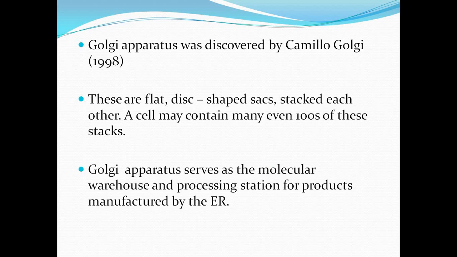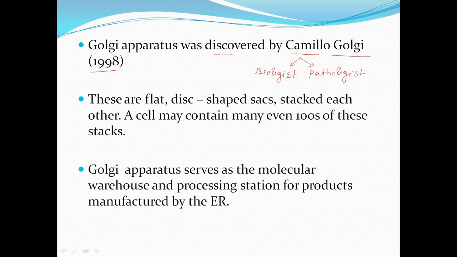First, who discovered the Golgi apparatus? It was discovered by Camillo Golgi. The name of the scientist is Camillo Golgi. He was a biologist as well as a pathologist. In 1898, he discovered the Golgi apparatus.